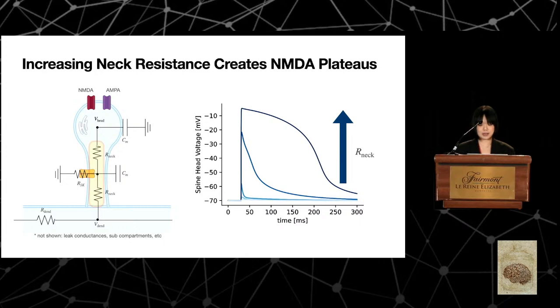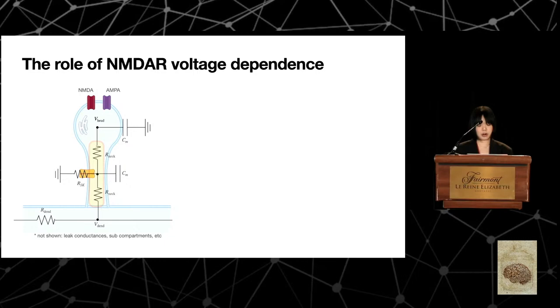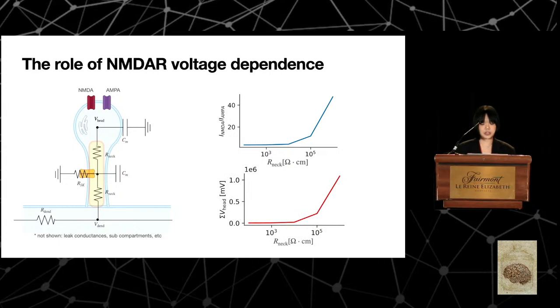Why is that? Because now we can investigate this plateau further if we look into the ratio of NMDA to AMPA current. So as a reminder, NMDA is generally longer time scales, AMPA much shorter. And if we look at that ratio and plot that as a function of spine neck resistance, we can see that it dramatically increases non-linearly at very high spine neck resistances. And correspondingly, the voltage at the head also increases very quickly as well. What you're seeing on the bottom is the integrated voltage at the head.